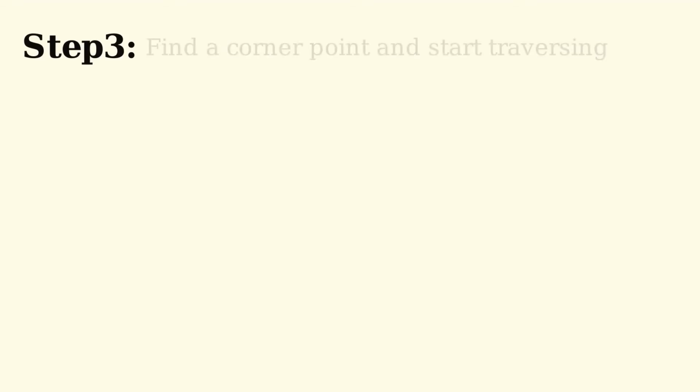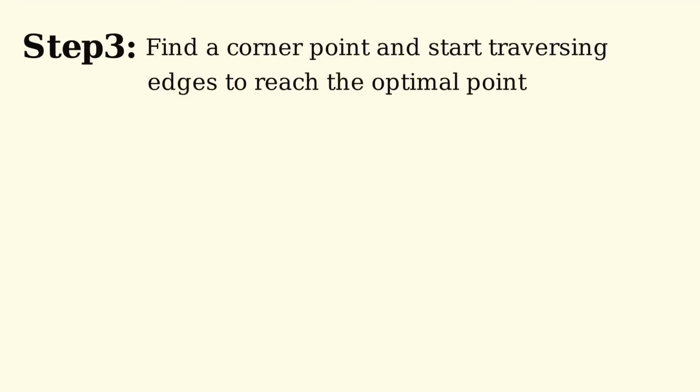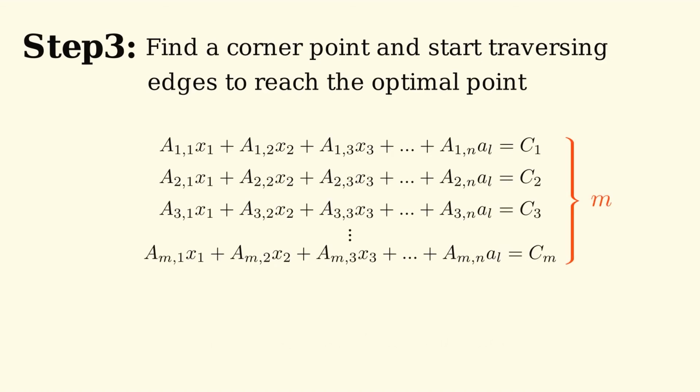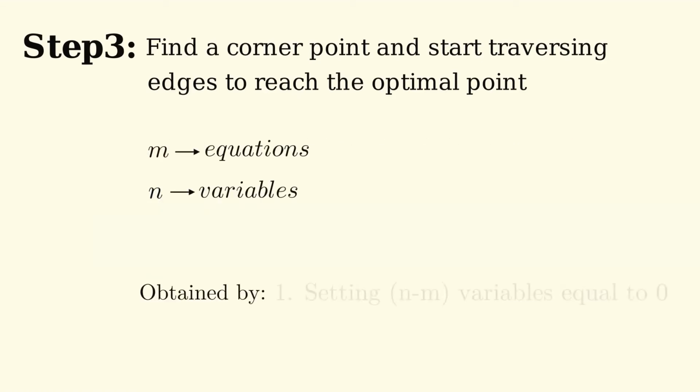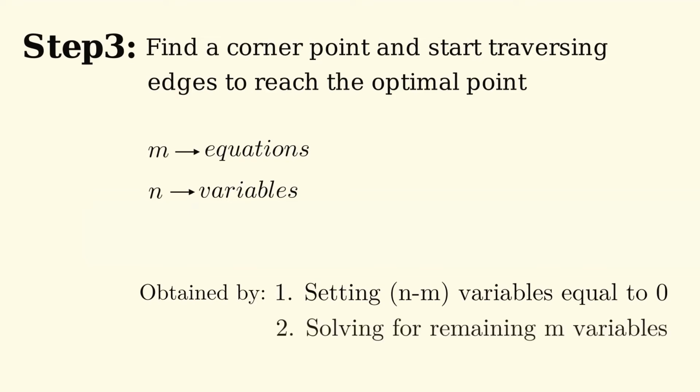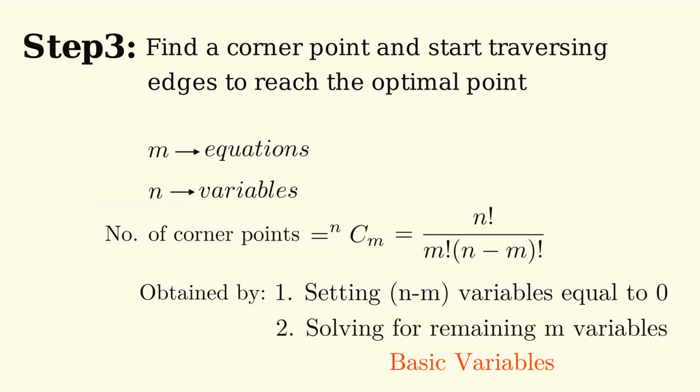And the last and most important step, finding the neighboring corner points and traversing the edges to reach the optimal point. Now the corner points in a system of m equations and n variables are obtained by setting n minus m variables equal to 0 and solving the equations for the m variables. These m non-zero variables are called basic variables. Now this video is already long enough, so I won't be going into the proof of this statement, but you can Google it if you'd like.